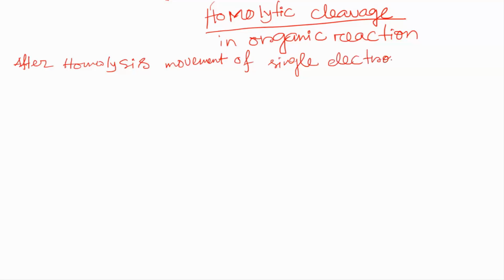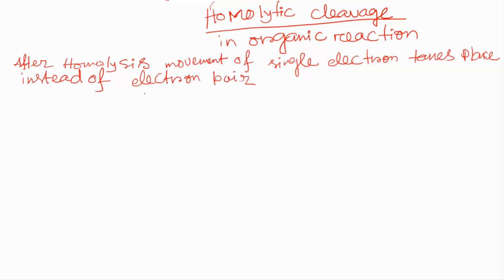Single electron movement takes place instead of electron pair. So what we have seen in the heterolytic cleavage, the electron pair movement happens. But in homolytic cleavage, what will happen? Only the single electron movement will happen. Okay, so we'll go to the example.